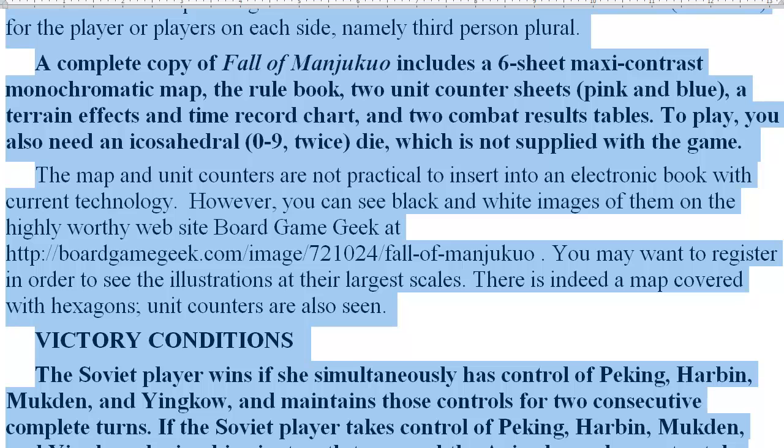There are combat results tables, there's a time record chart, there's a terrain effects chart, and the combat results table is a 0 to 9 table, so you need a D10, meaning an icosahedron that's been labeled 0 to 9 twice. I actually supply right here BoardGameGeek.com/image/721024. I am supplying the actual location at which you can find the map sheets.